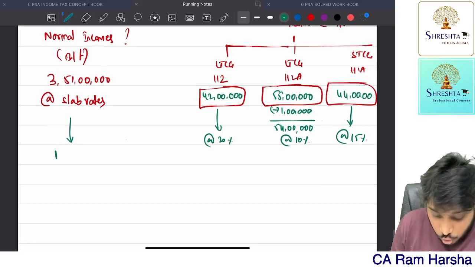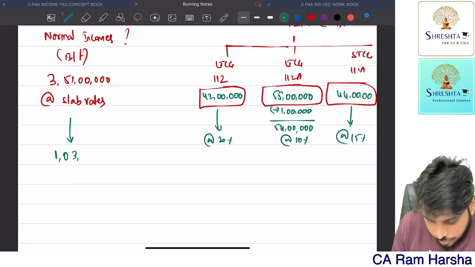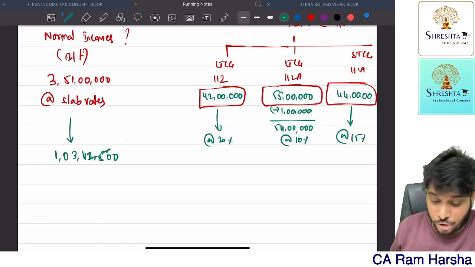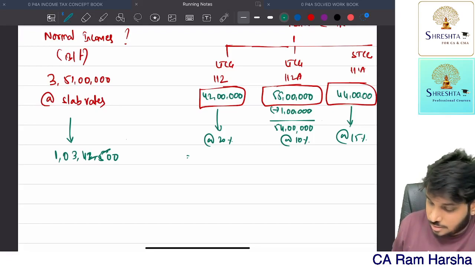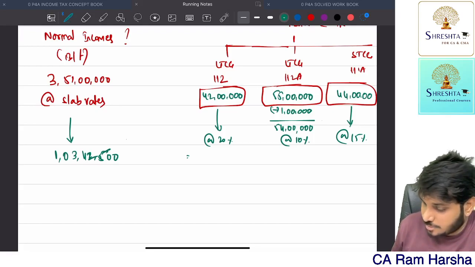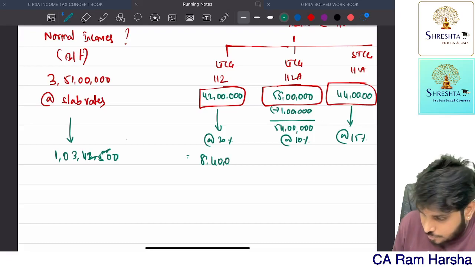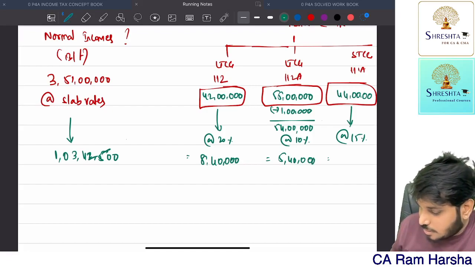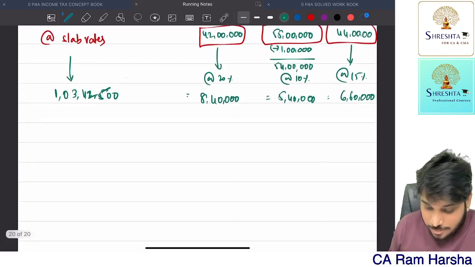Total basic tax is 1 crore 3 lakh 42,500. Now what is the basic tax here? 42 lakhs multiplied by 20%, 8 lakh 40,000. 54 lakhs multiplied by 10%, 5 lakh 40,000. 44 lakhs multiplied by 15% means 6 lakh 60,000. Correct? 6 lakh 60,000.